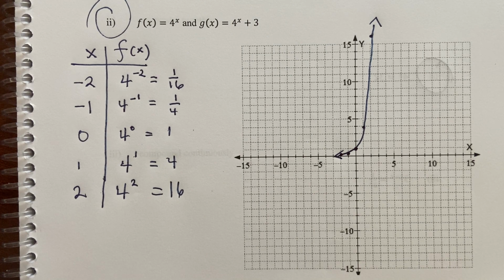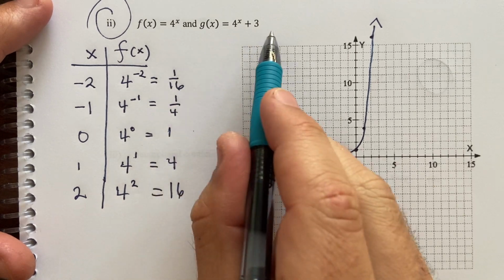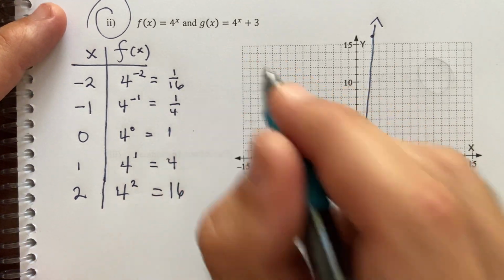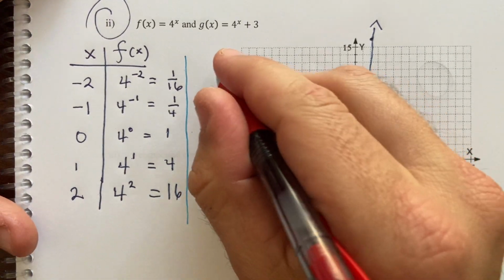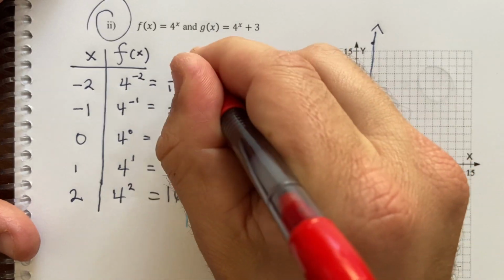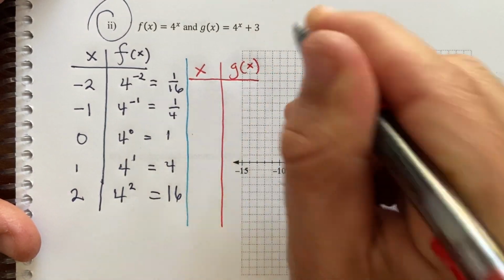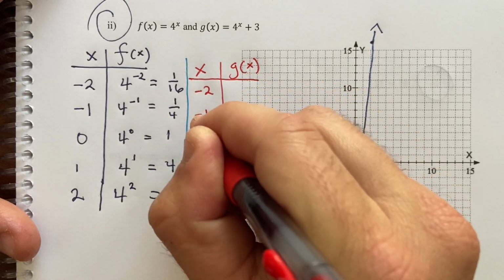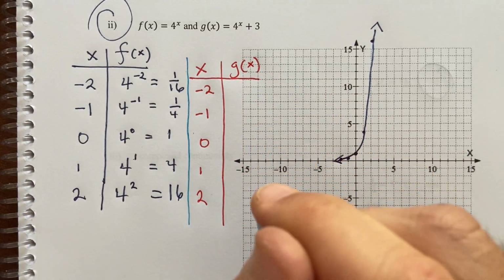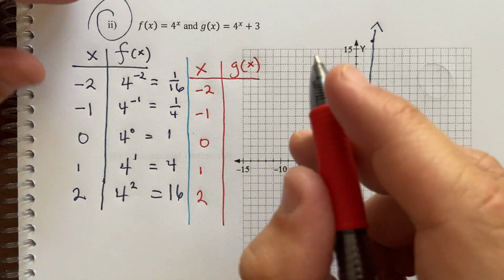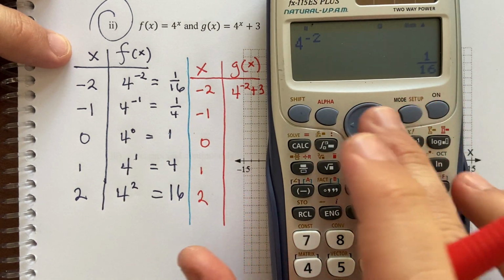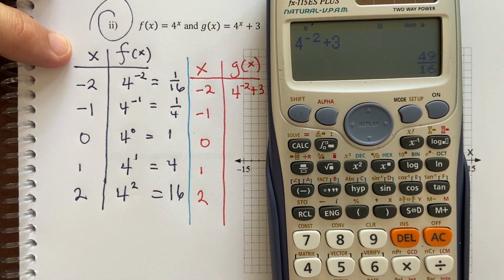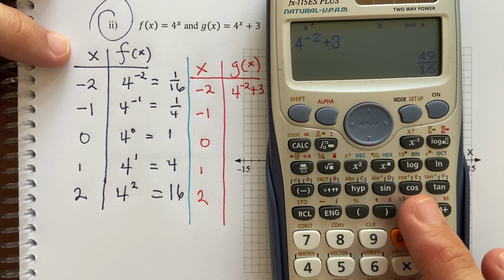For the other one, so I'll look at values for this. So maybe I'll try to squeeze that here this time. So x and then g of x. So I'll have -2, -1, 0, 1, and 2. So 4 to the -2 plus 3. Here's 4 to the -2, I just need to add 3. So that would be about 3.06.